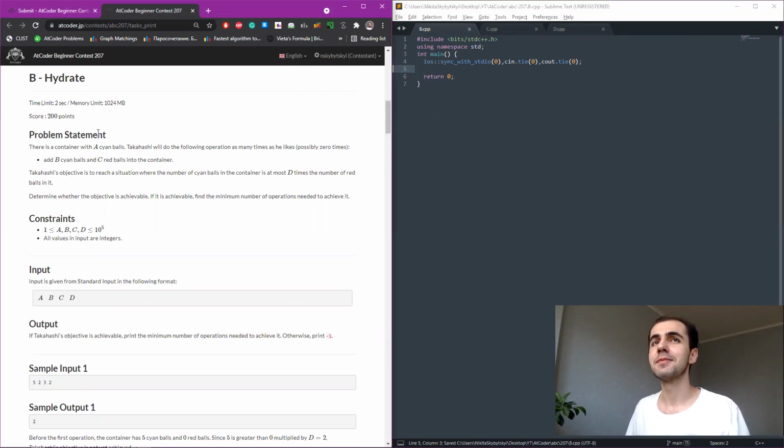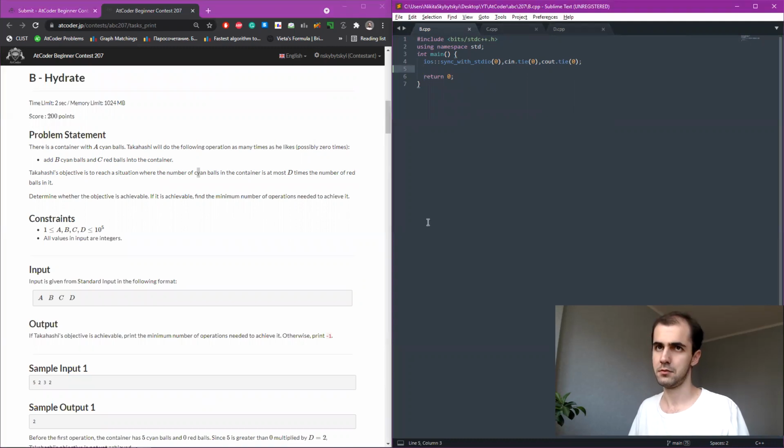So to speak. Problem B, Hydrate. There is a container with A cyan balls. Takahashi will do the following operation as many times as he likes, possibly 0. The operation is to add B cyan balls and C red balls into the container. Takahashi's objective is to reduce the number of cyan balls to at most D times the number of red balls in it. Determine whether it's achievable. If achievable, find the minimum.